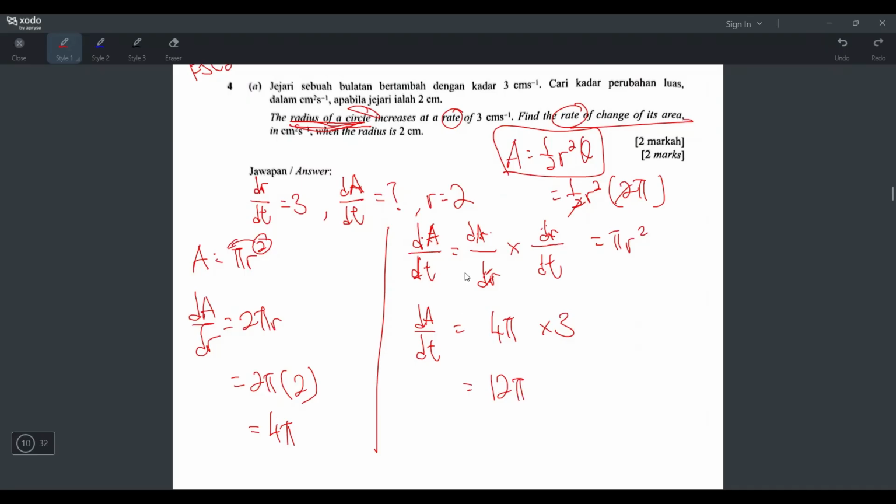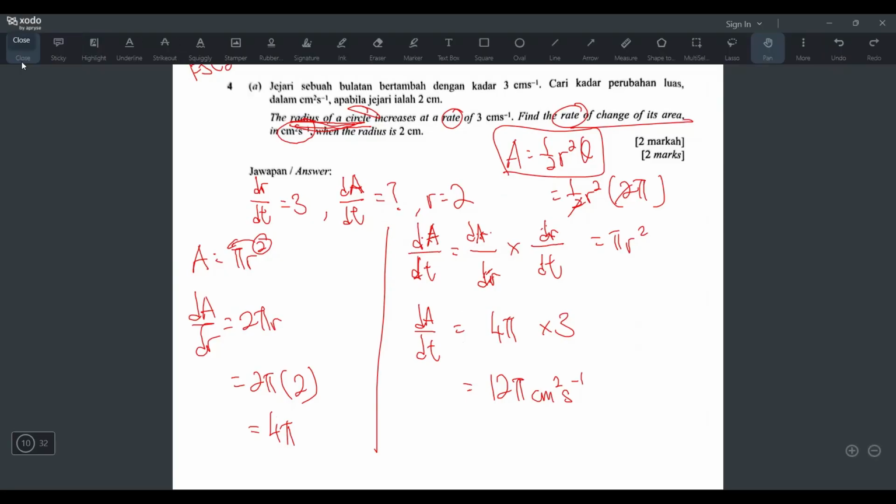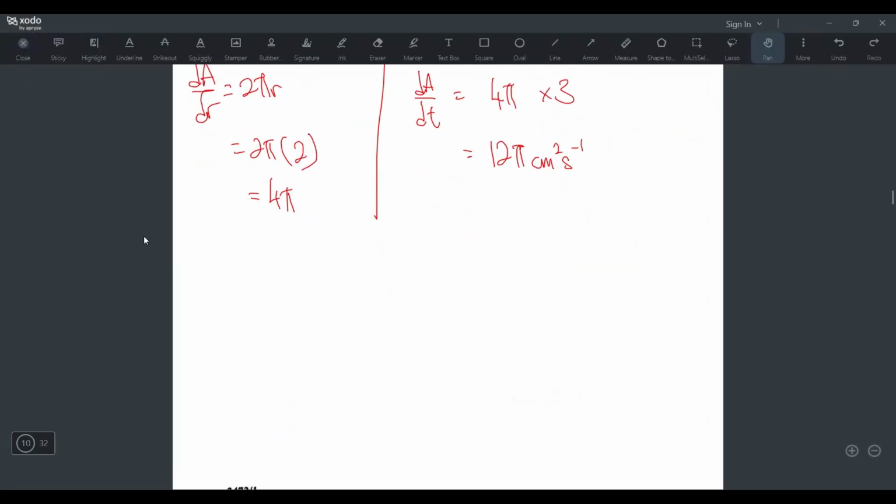Alright, what about the unit? So A is area. The unit of area is cm squared, and the time unit is seconds, but since it sits at the bottom, you have to write minus 1. They even mention it here. cm squared s to the minus 1, right? So you just follow them. Okay, that's all.